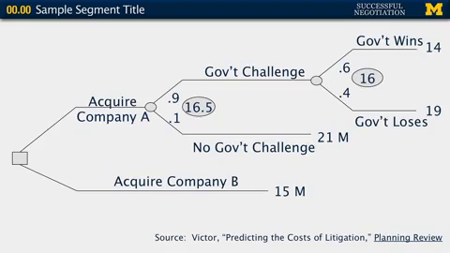If the government wins, the value drops to $14 million. Even if the government loses, the value does drop a little to $19 million. Whereas if there's no government challenge, company A is worth $21 million. So you plug in the numbers, and then you do your weighted average calculation. 60% of 14 plus 40% of 19 is 16. 90% of 16 plus 10% of 21 is 16.5. So the weighted average, or the so-called expected value of acquiring company A is 16.5 million, which is still quite a bit higher than the value of company B.